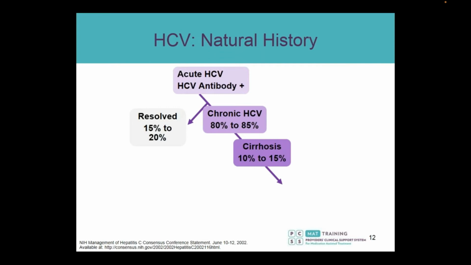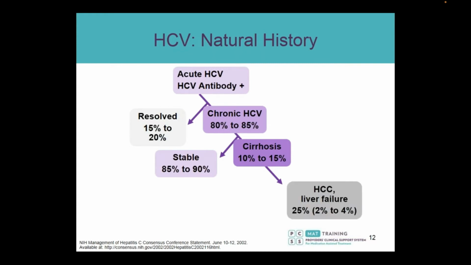Of those with chronic infection, about 10 to 15% go on to develop the feared complication of cirrhosis, meaning irreversible scarring of the liver. Whereas the majority of patients with chronic hepatitis C infection have stable, indolent, progressive disease, as evidenced by virus in their bloodstream and some degree of fibrosis in their liver. And then of patients with cirrhosis, about 25% of those, or 2 to 4% of the entire population of folks with chronic hepatitis C infection, go on to develop hepatocellular carcinoma and/or liver failure.